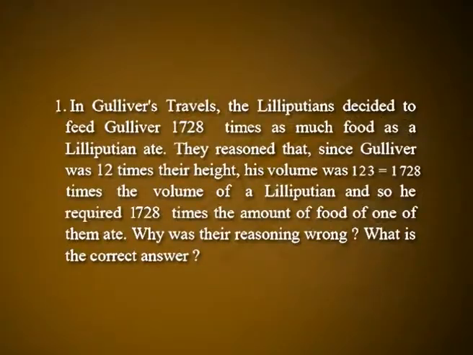There are a few assignments for you to work out. First one: in Gulliver's Travels, the Lilliputians decided to feed Gulliver 1728 times as much food as a Lilliputian ate. They reasoned that since Gulliver was 12 times their height, his volume was 12³ = 1728 times the volume of a Lilliputian, and so he required 1728 times the amount of food one of them ate. Why was their reasoning wrong? What is the correct answer?